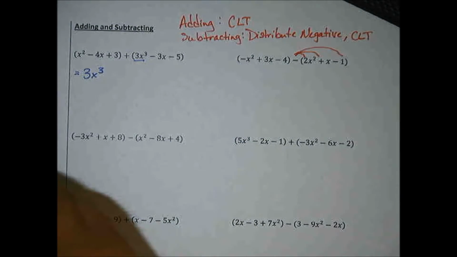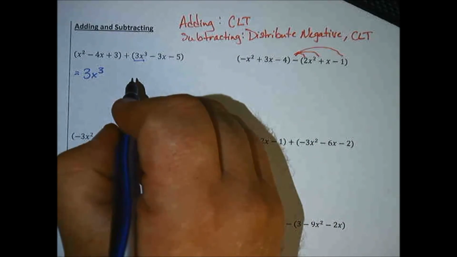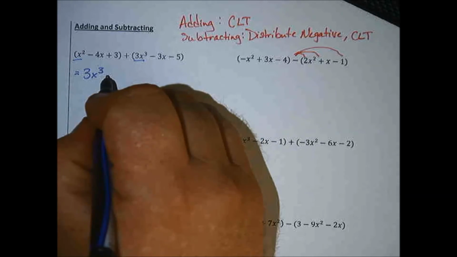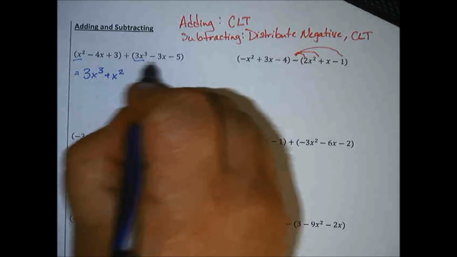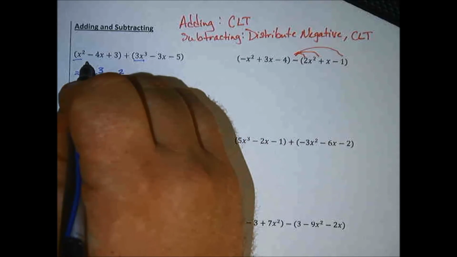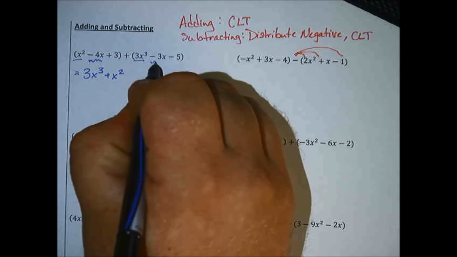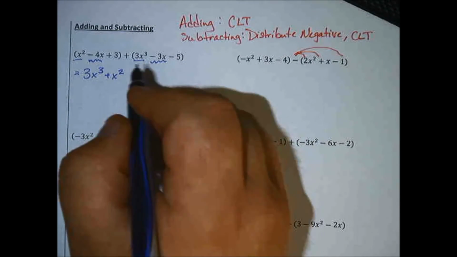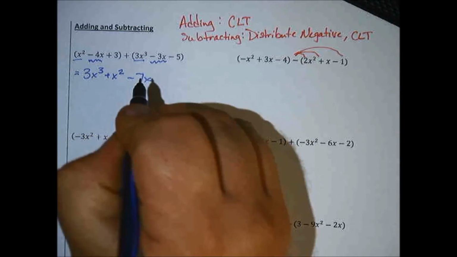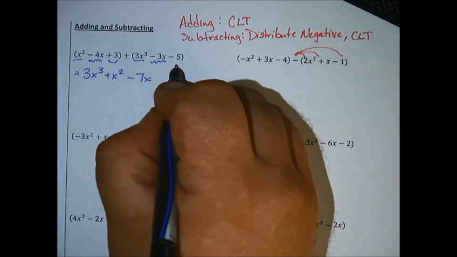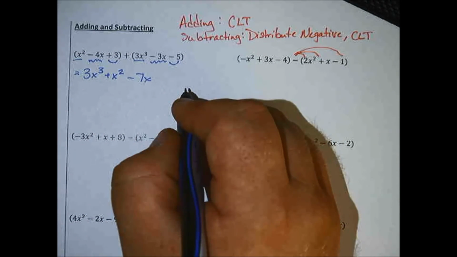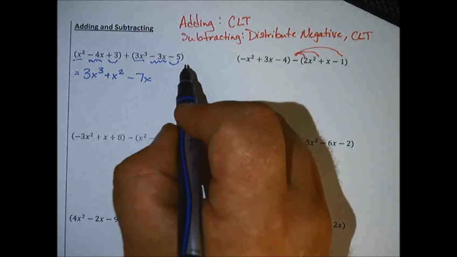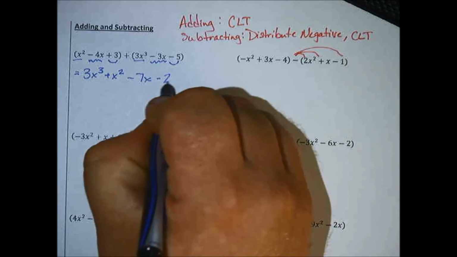3x to the third. And then I want the next highest power. It looks like x squared. So plus x squared. Now for the x's, I do have two of them. So we're going to say there's one and there's one. Negative 4 and negative 3 is negative 7x. And then I have constants over here, just numbers that don't have a variable. So 3 and negative 5 would give me negative 2.